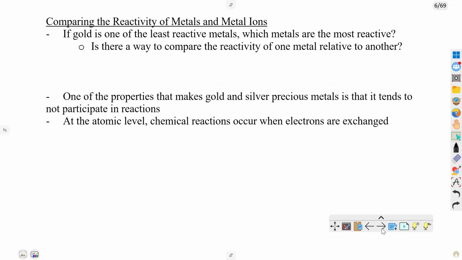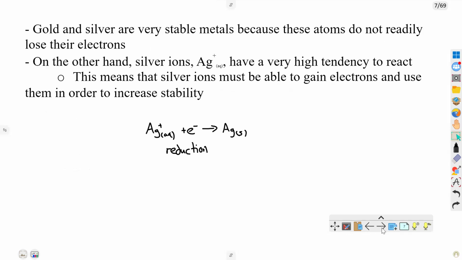The answer is yes. So when we talk about gold and silver, they are considered to be precious metals in that they do not participate easily in reactions. At the atomic level, chemical reactions occur when electrons are being exchanged. So they don't really form a lot of ions the way that we normally look at it. And so they don't usually lose their electrons very easily. However, their ions have a high tendency to react. So the silver ion is very likely to gain that electron, to be reduced, to undergo reduction.